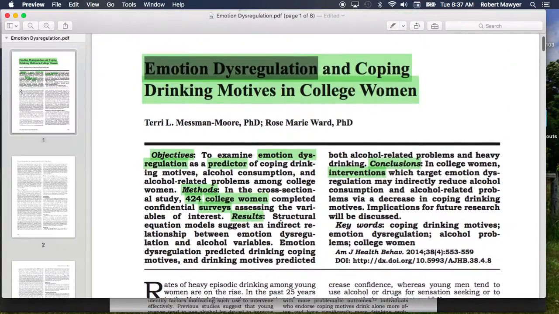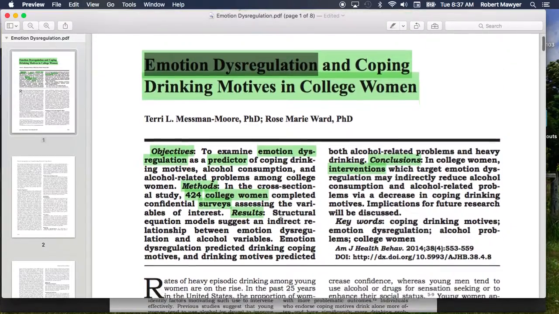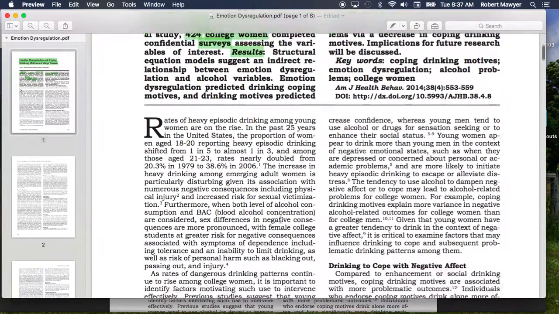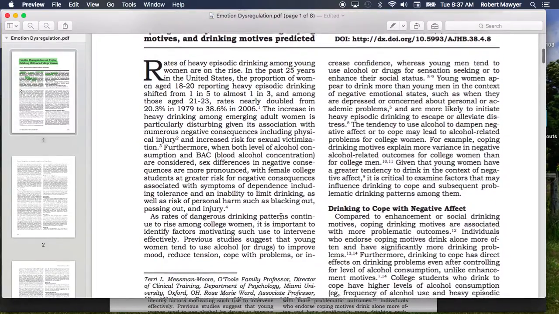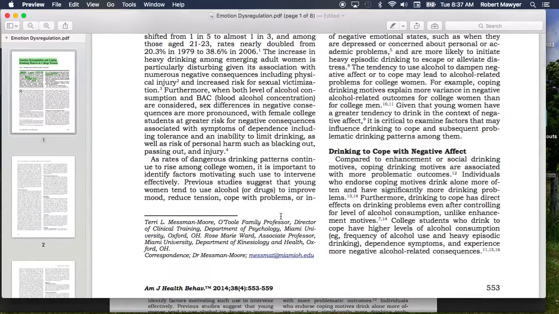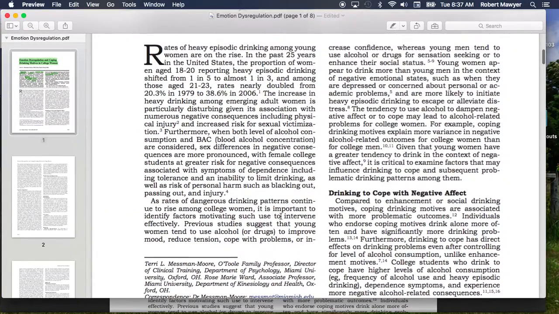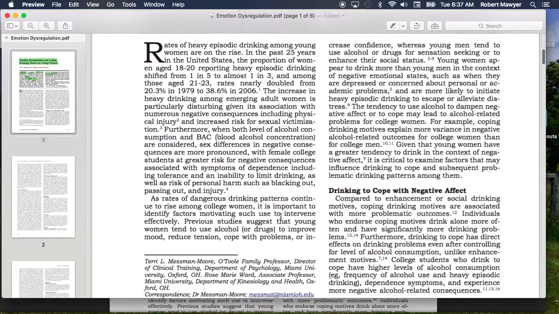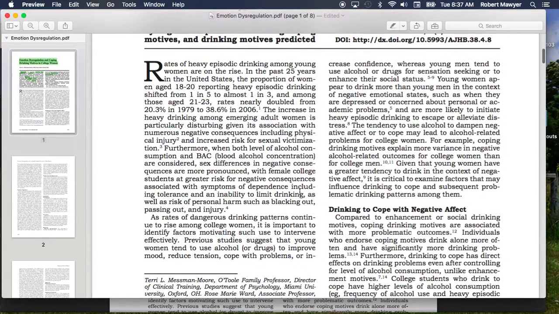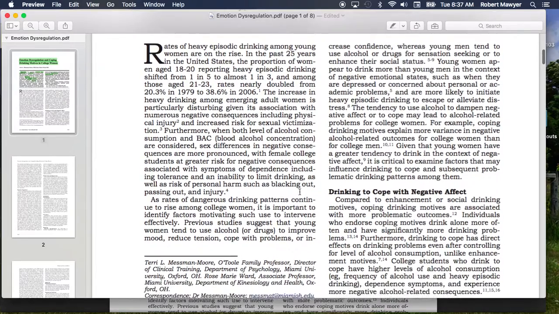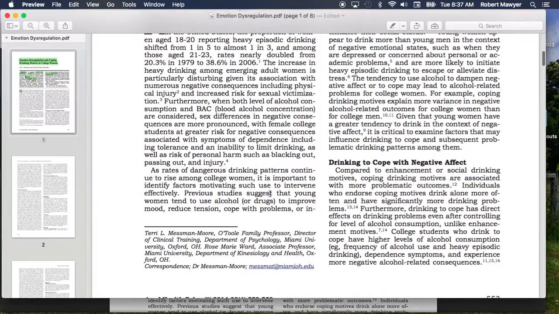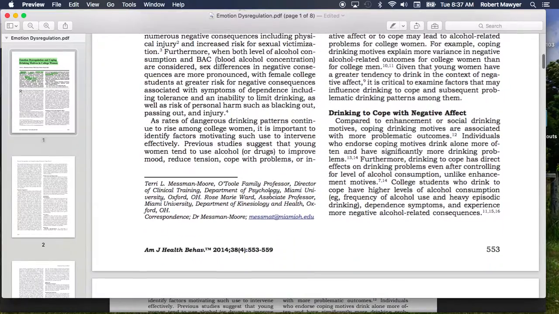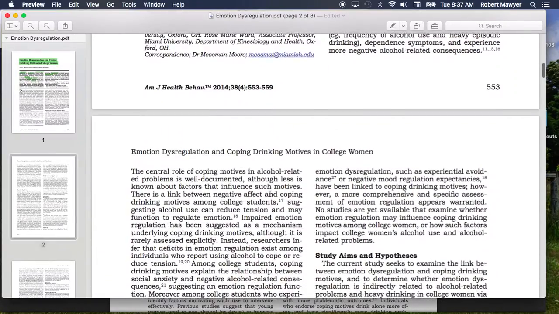I want to know what emotion dysregulation means. I feel like I need to know that. And I am reasonably confident it is here in the introduction. I maybe want to feel like I know it before I start digging into these paragraphs. So I'm just going to see if some of these sections end up helping me find what I'm looking for.